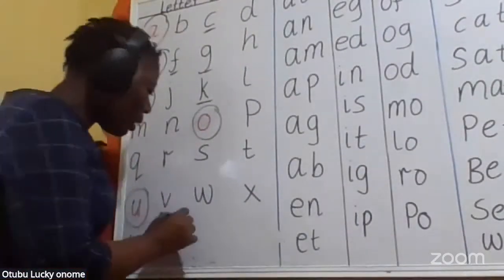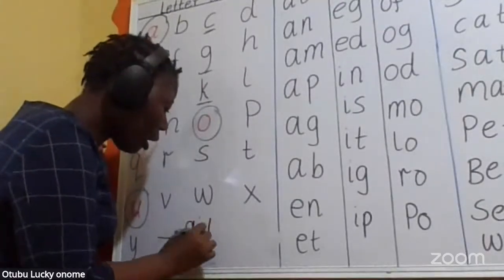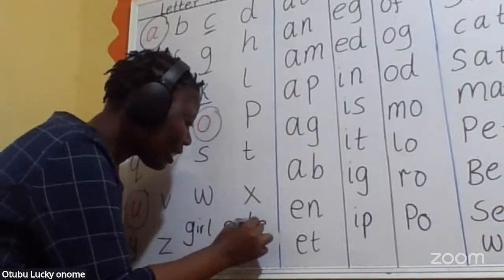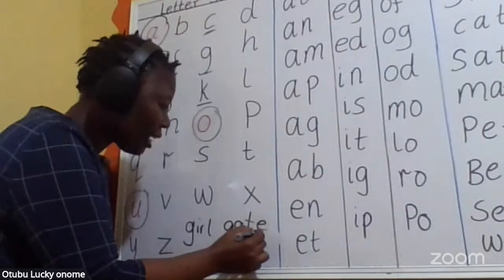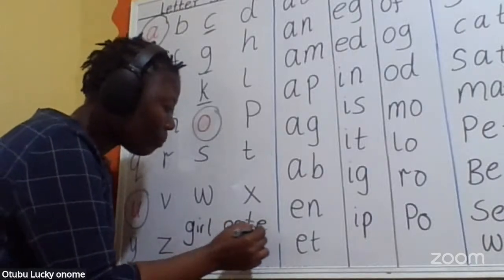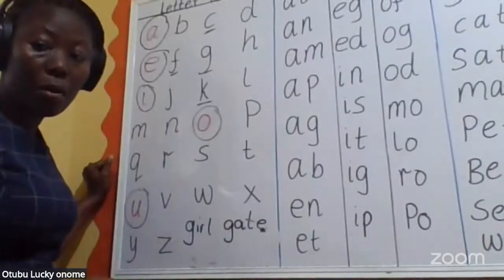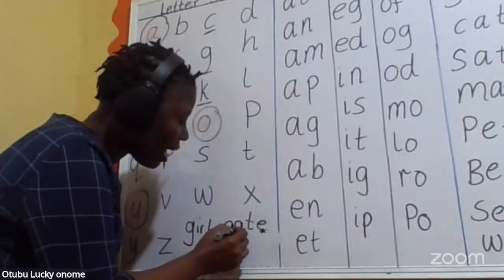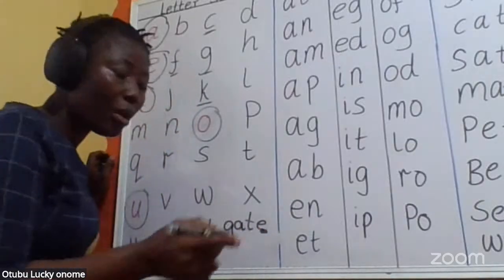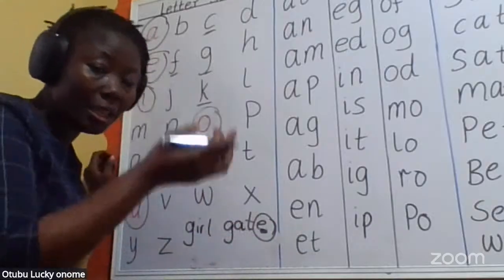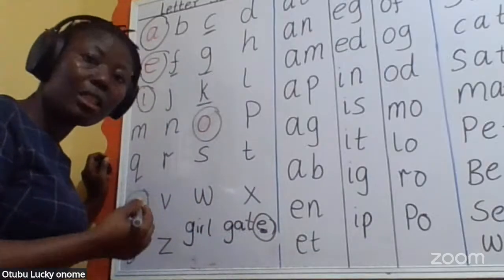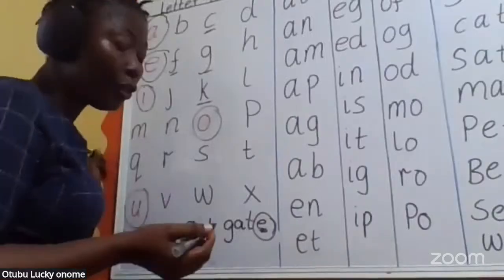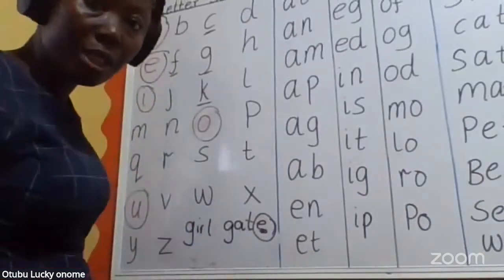Then we have g in words like girl, and in words like gate. Looking at gate, this E here is silent. We are going to learn about silent letters soon. When you are writing this word, the E must show, but when you are pronouncing it, or reading it out from a book, the E is silent. You won't say it, but when you are writing it, it must be there. If you do not write it when we are doing dictation, you've missed the word, you failed it.